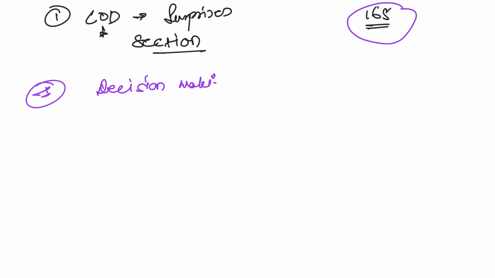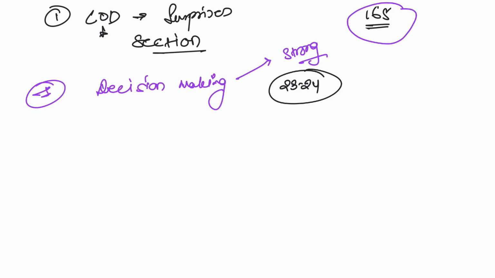Trust me, if you're not really comfortable with decision making, then you can take your strong area, whichever you feel comfortable with. But if you're somebody who is a bit good at decision making, you can take it. Now, why decision making? Let me give you an explanation. When I talk about decision making, I'm not saying that you've got to attempt all the 23 to 24 questions. No, don't do that.